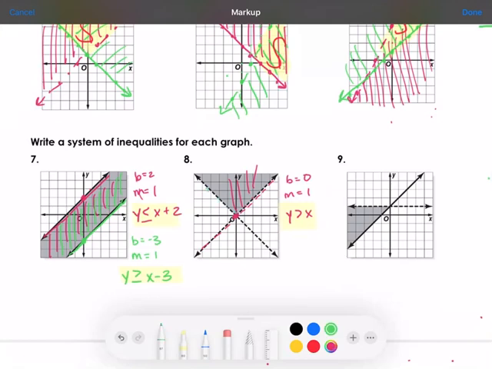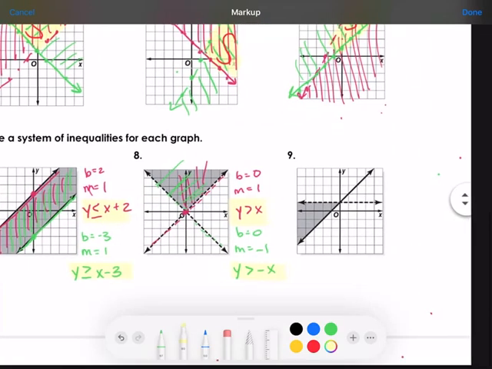That's my first line. And then for this line, it's basically the same thing as just going down. So b is 0, but m is going down 1 over 1, so it's -1. So y, and once again, my shading is up in the solution zone, so it's y is greater than mx, which would be -x plus b, which is 0. So I can just say y is greater than -x. So that is my second line.